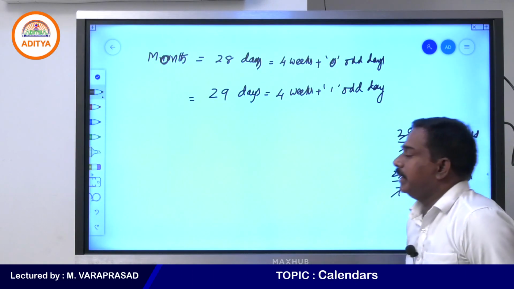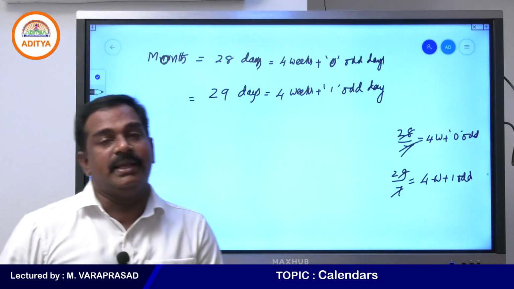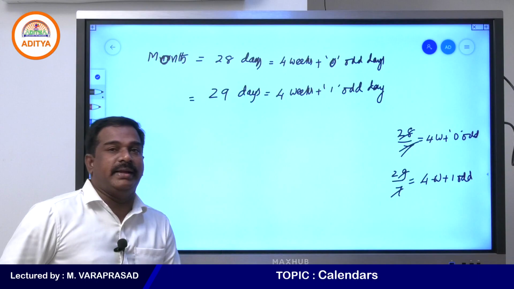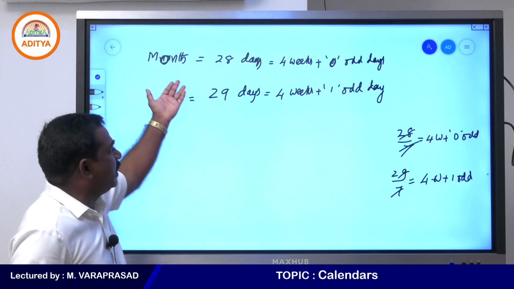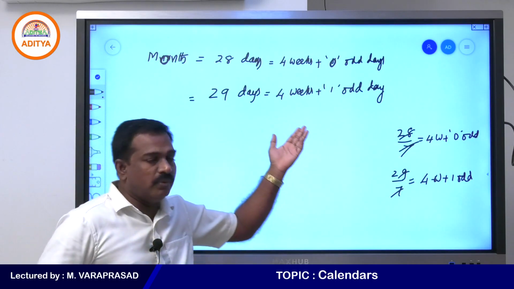4 weeks exactly plus 1 odd day. So in February we have 28 days, and only in one case do we have 29 days. So a 28-day month will have 0 odd days, and a 29-day month will have 1 odd day.